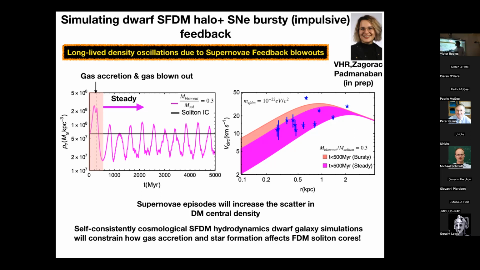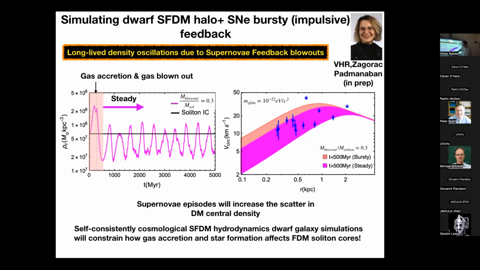So here, what is shown on the left is the central density of the soliton versus time. And you can see these different stages. At some point, you increase the density because we're in this accretion phase. And then we expel most of the gas at once, which is this big burst where gas is blown out. And then what you observe later is this lingering oscillation of the soliton.